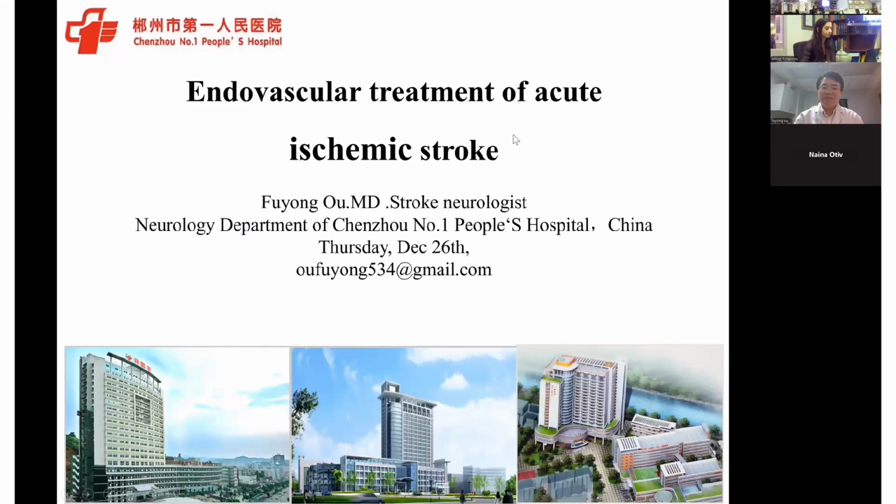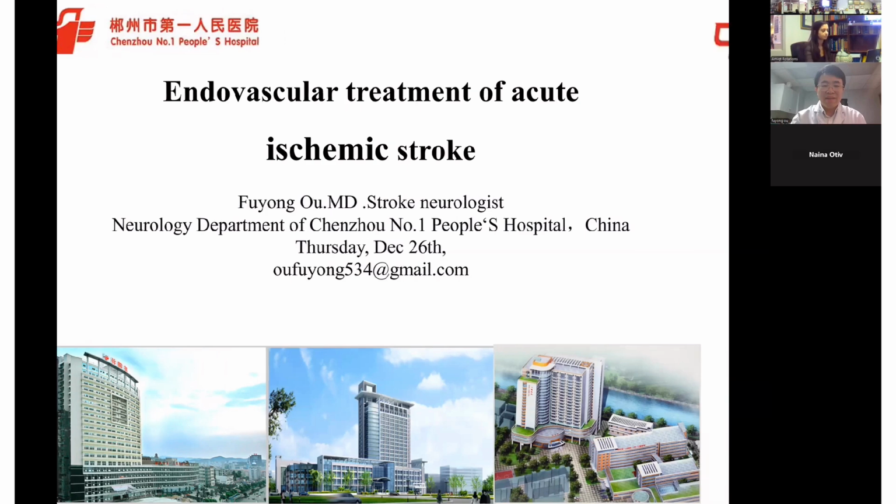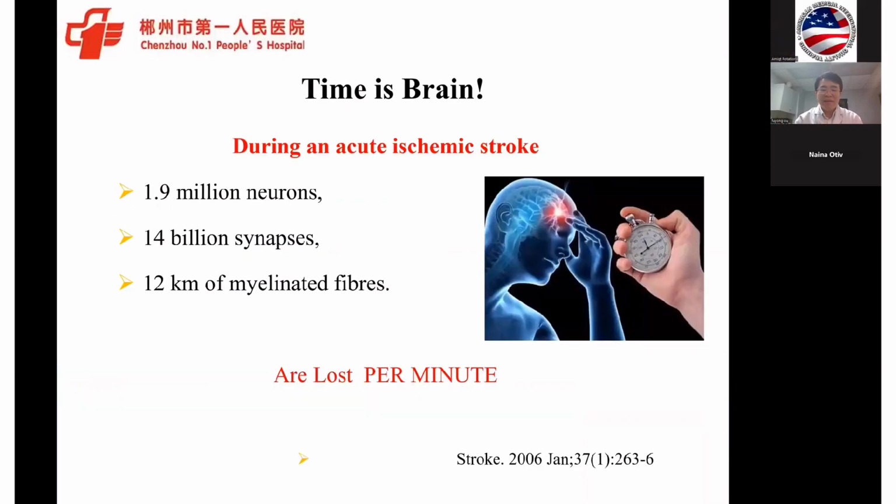Of acute ischemic stroke. I'm from China. During an acute ischemic stroke, time is brain. Every minute may lose many neurons, synapses.